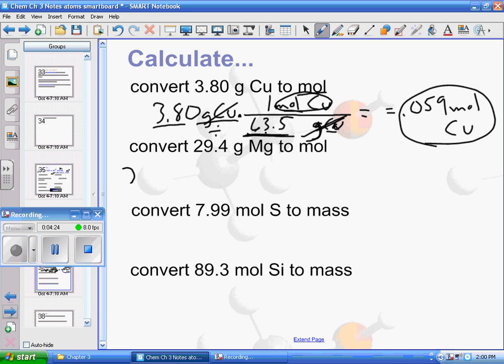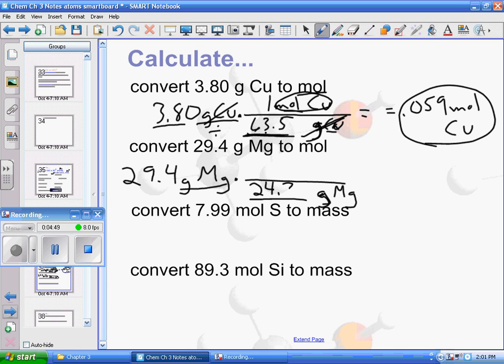I'm going to convert 29.4 grams of magnesium to moles. So again, whatever you have here has to go down here, grams of magnesium. Is that every time? Yes, it's every time. Now, since it's grams of magnesium, where am I going to find that number that goes there? The answer is the periodic table, and it is 24.3.